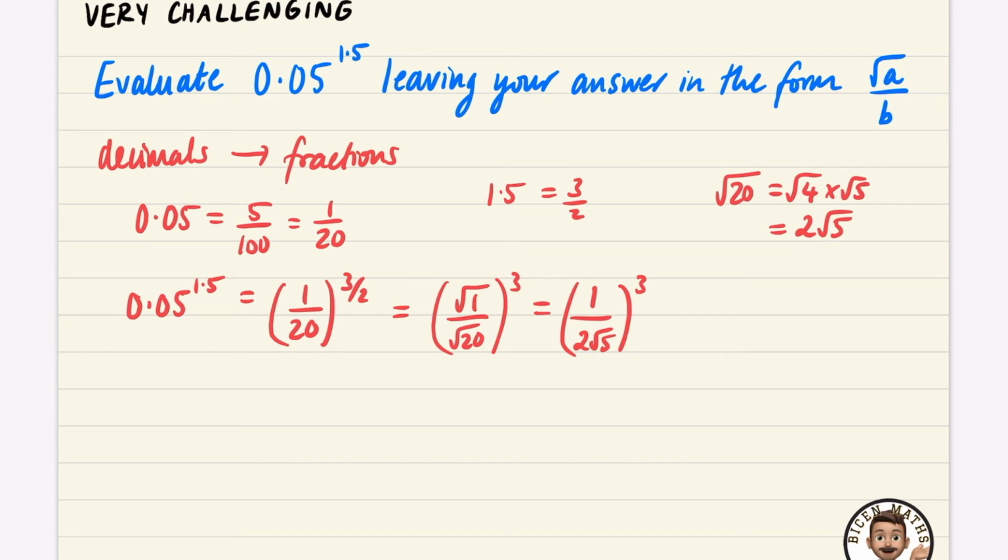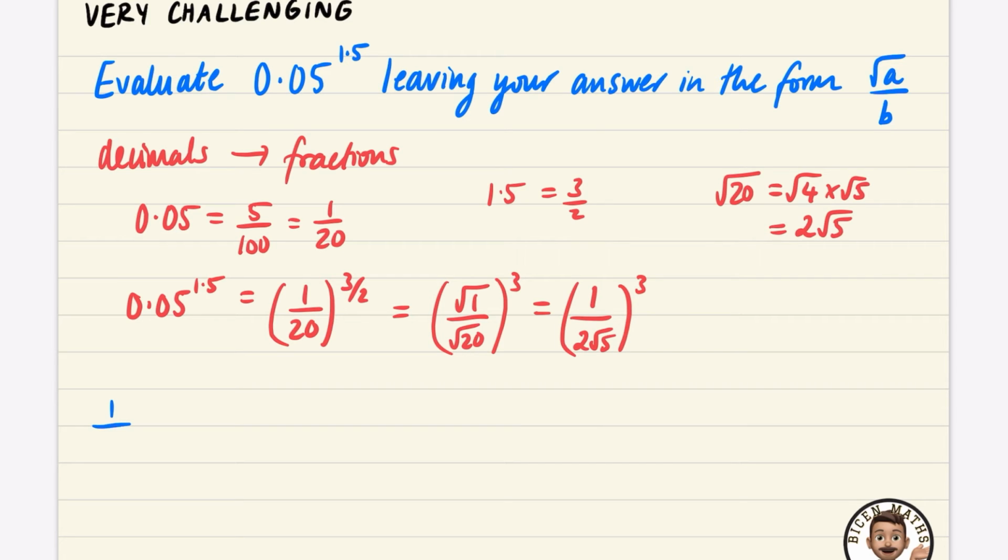Now, this is where you have a chance. You can either take this and rationalize the denominator and then cube it, or you can cube it and then rationalize the denominator. I don't really mind which one we do. I'm probably going to cube it first. No, I'm going to rationalize the denominator first and then we'll cube it.